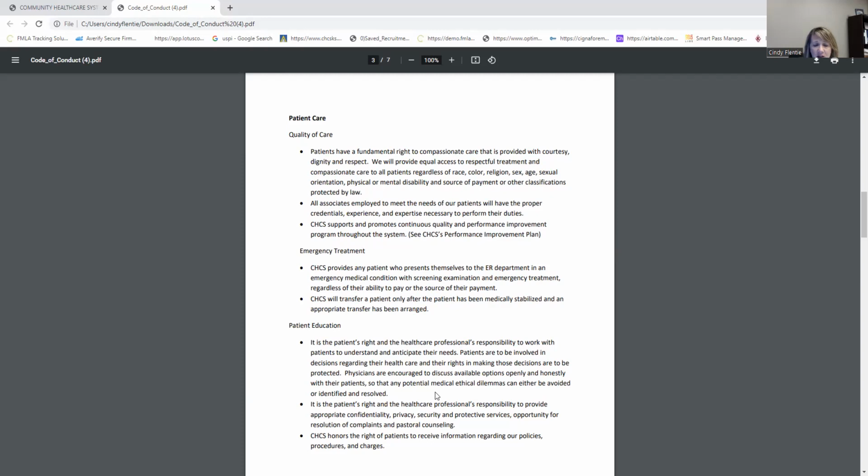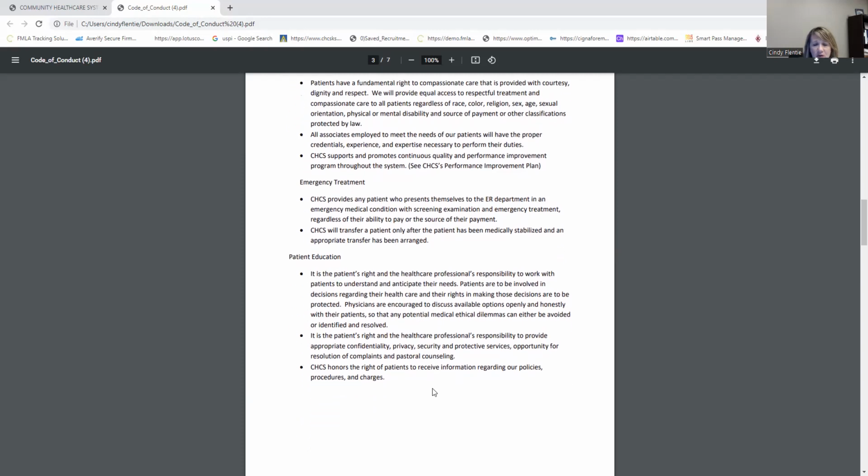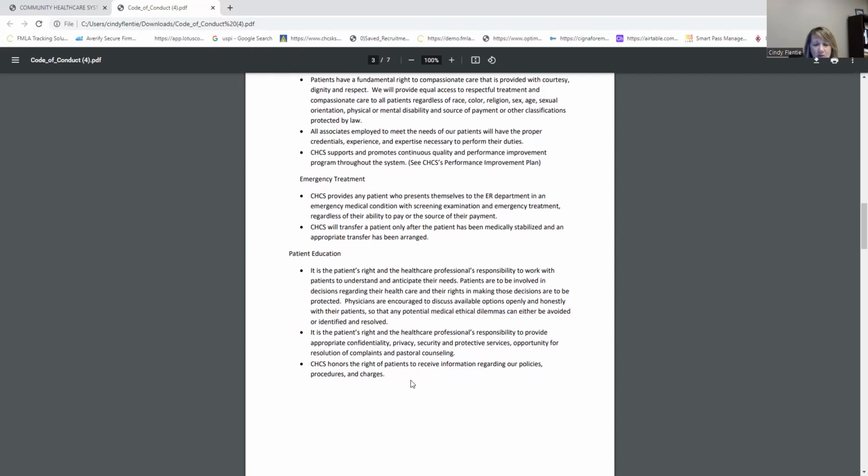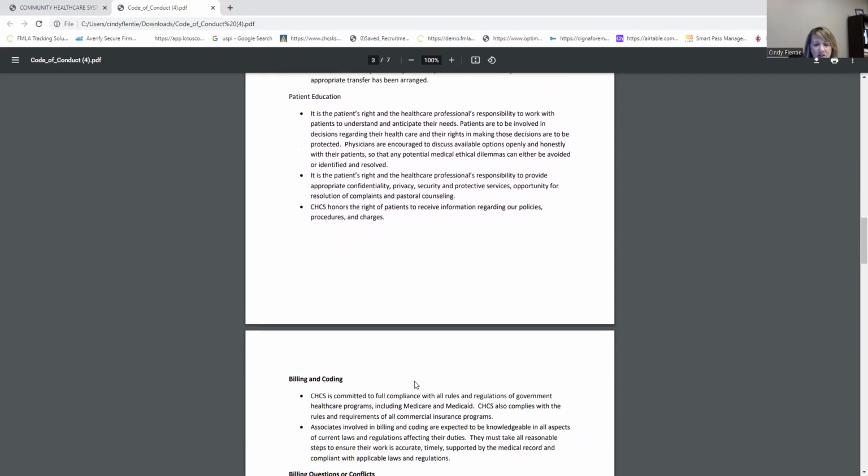Patient education, it's the patient's right and our responsibility to work with the patient to make sure they understand and to anticipate their needs. And so you can read through those bulleted items under patient education.